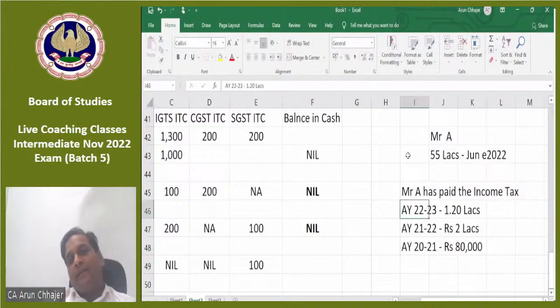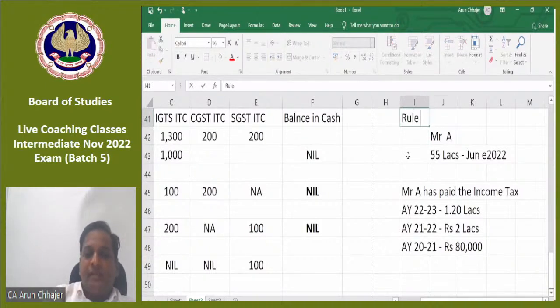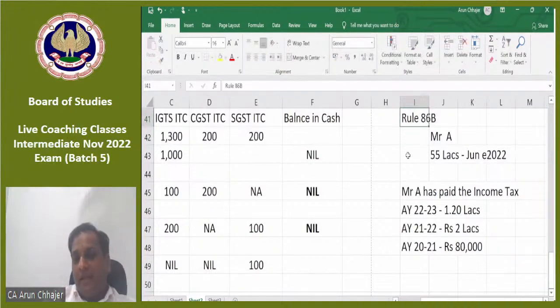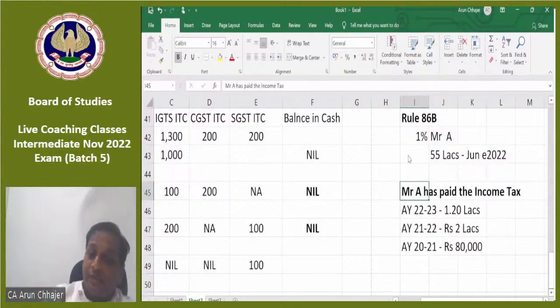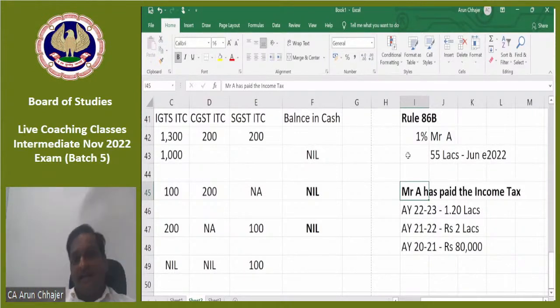Now tell me whether Mr. A applies Rule 86B, whether Mr. A needs to pay 1% in cash, because he is of the opinion that since he has paid income tax of more than 1 lakh in 2 years, he is relaxed. Share your thought.